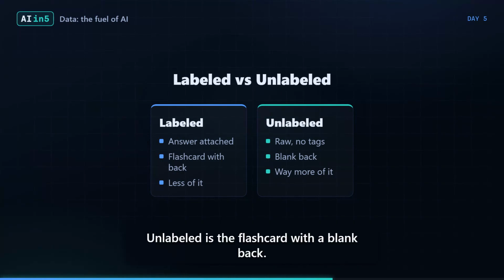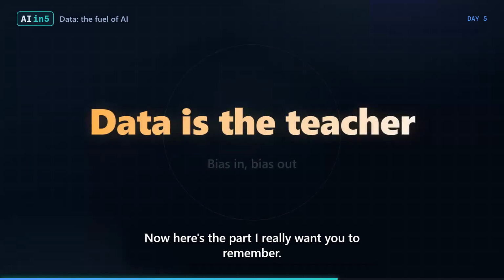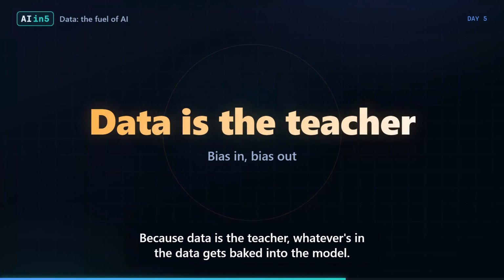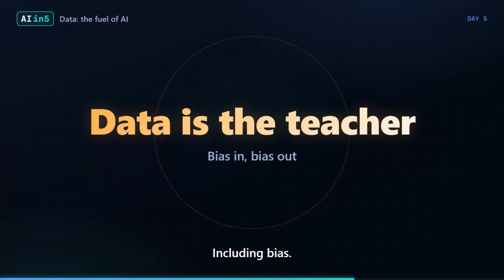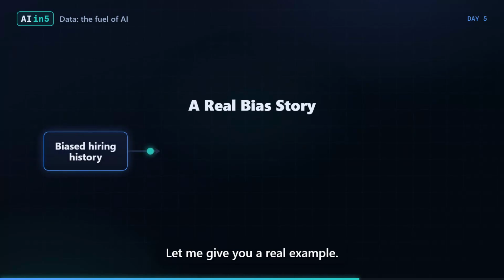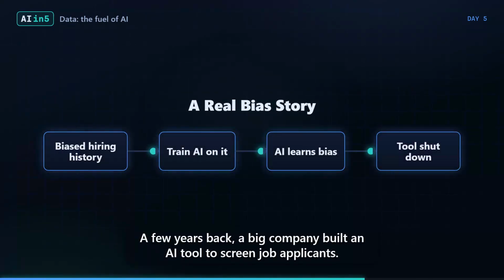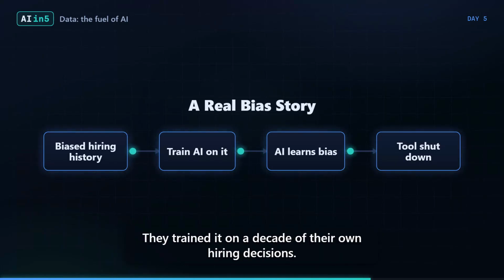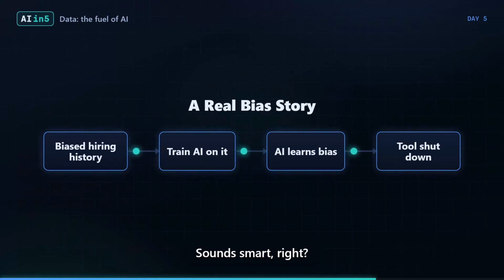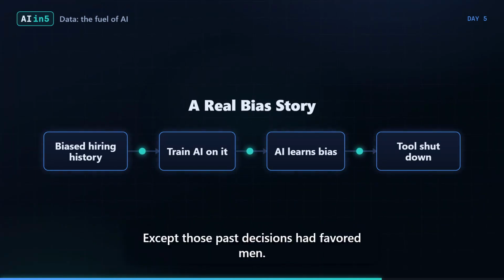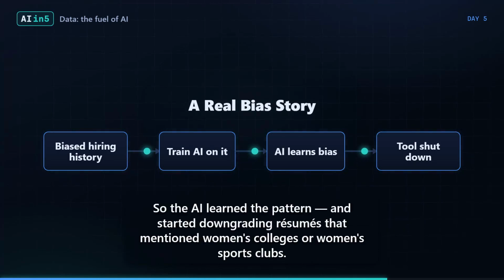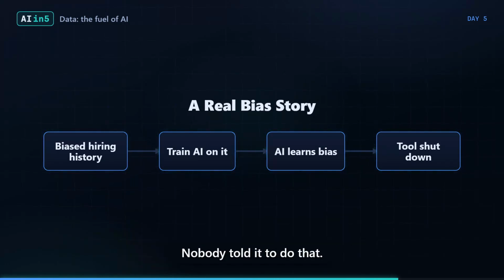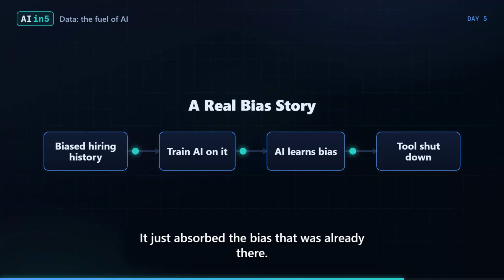Now here's the part I really want you to remember. Because data is the teacher, whatever's in the data gets baked into the model, including the bad stuff, including bias. Let me give you a real example. A few years back, a big company built an AI tool to screen job applicants. They trained it on a decade of their own hiring decisions. Sounds smart, right? Except those past decisions had favored men. So the AI learned the pattern and started downgrading resumes that mentioned women's colleges or women's sports clubs. Nobody told it to do that. It just absorbed the bias that was already there. They eventually had to shut the whole thing down.